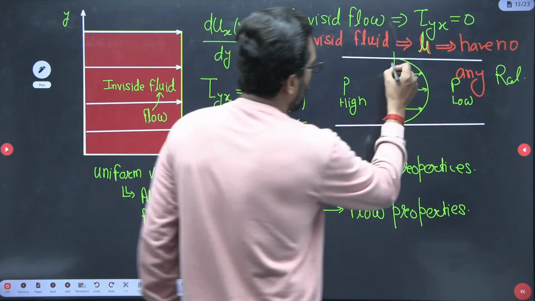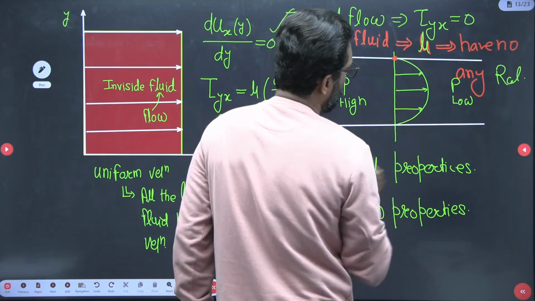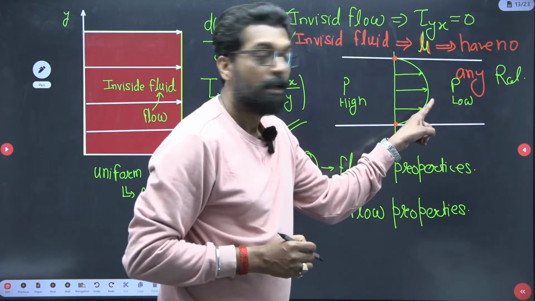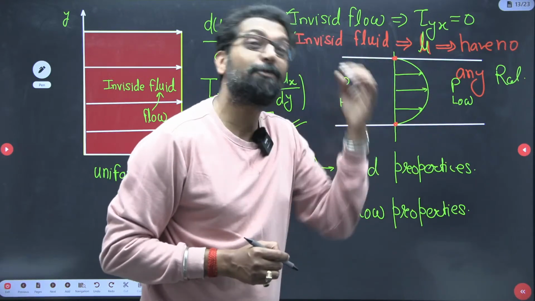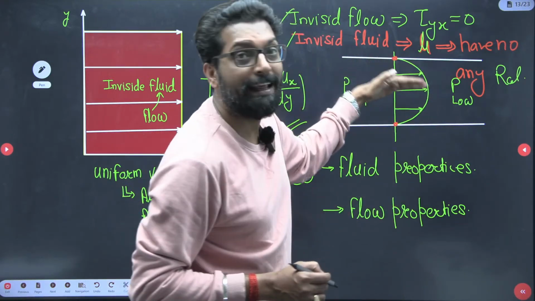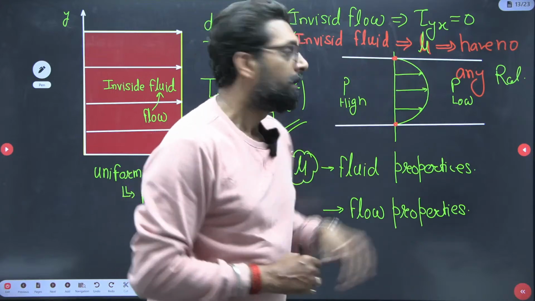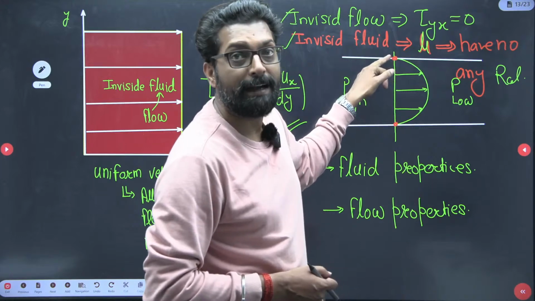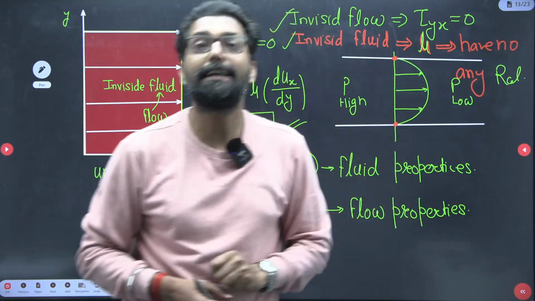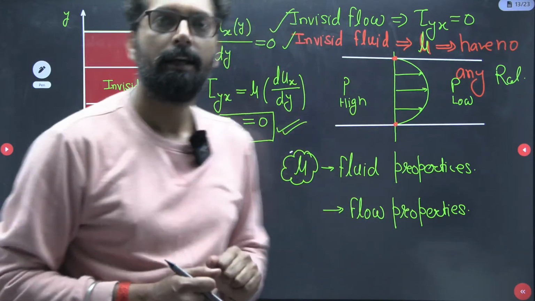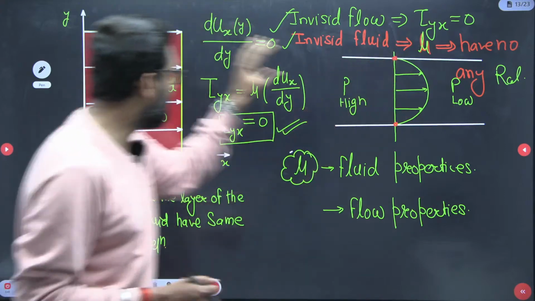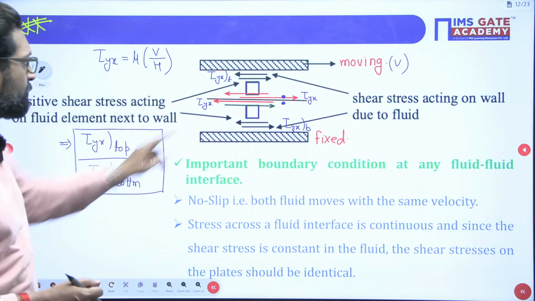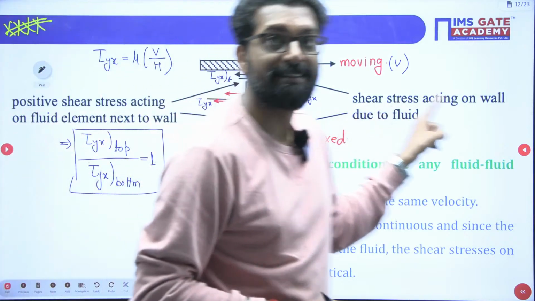In this parabolic profile, at this point the velocity is 0, at this point the velocity is 0, and at this point the velocity is maximum. So in this case, shear stress will vary. In each and every layer, the shear stress will vary. Where is the maximum shear? The maximum shear is at the plate, and the minimum shear is at the center of the pipe. So shear stress varies. Here the shear stress is 0. In this case, shear stress is constant.